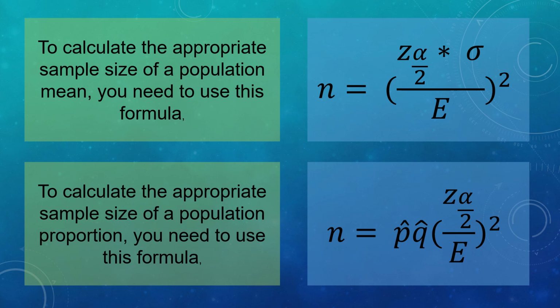So here are the formulas that we will be using in today's discussion. First, to calculate the appropriate sample size of a population mean, you need to use this formula: n is equal to z sub alpha over 2 times sigma, all over E, squared. And to calculate the appropriate sample size of a population proportion, you need to use this formula: n is equal to p hat times q hat times the quantity z sub alpha over 2 all over E, quantity squared.